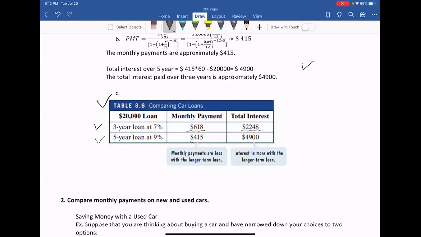Second row is a 5-year loan at 9%. Every month, you don't need to pay that much, like $600. You just need to pay $415. But the total interest for 5 years, you need to pay 2 times more than this. So you will spend more on the interest. Even though every month you pay less, the total interest is a lot more than the 3-year loan.